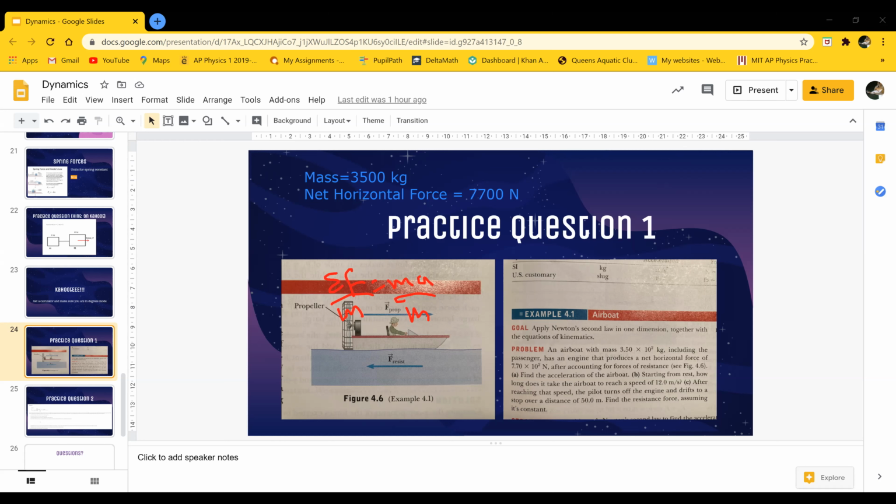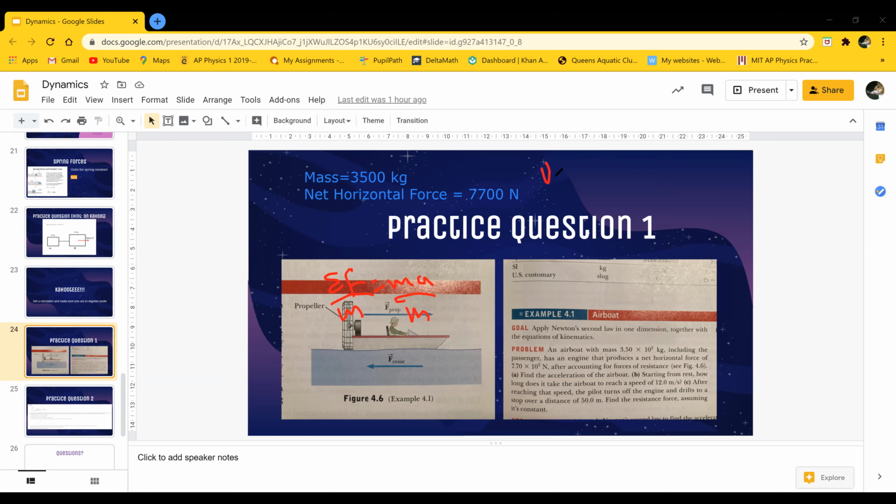Okay, so part B: starting from rest, how long does it take the airboat to reach a speed of 12 meters per second? When the problem says starting from rest, it means the object is static, so its velocity equals 0, and it could or could not have acceleration. The way you would solve this is using a kinematic equation. We learned about the different kinematic equations last time. I can write them out again for you, but try to solve the problem using a kinematic equation.